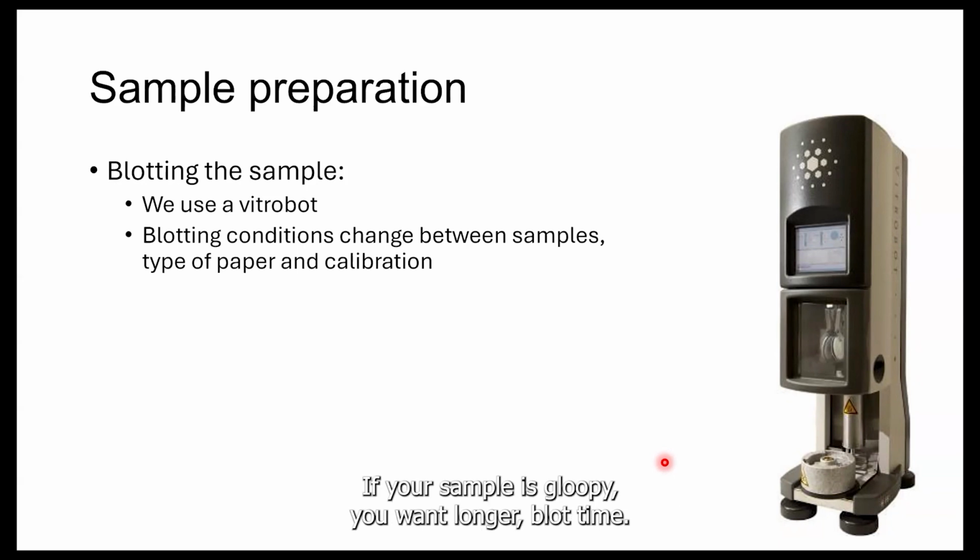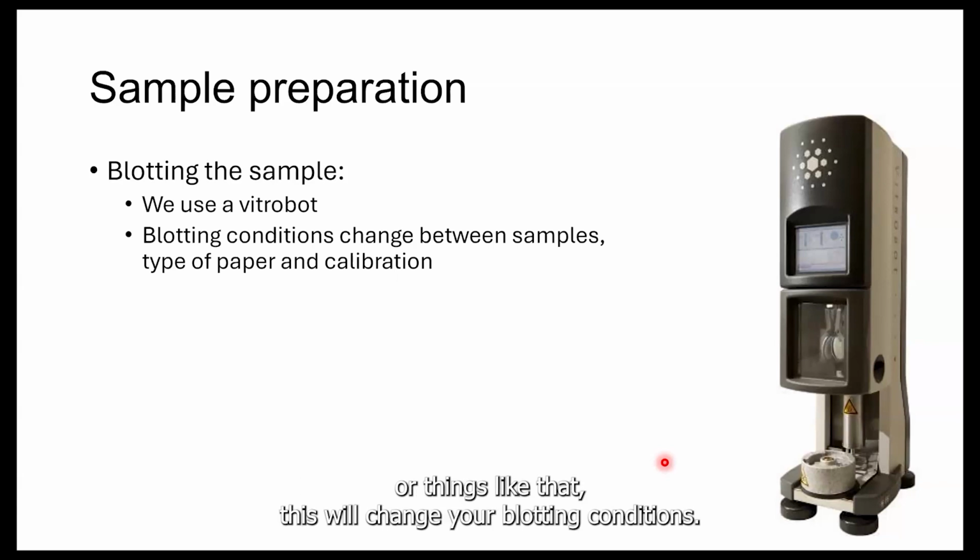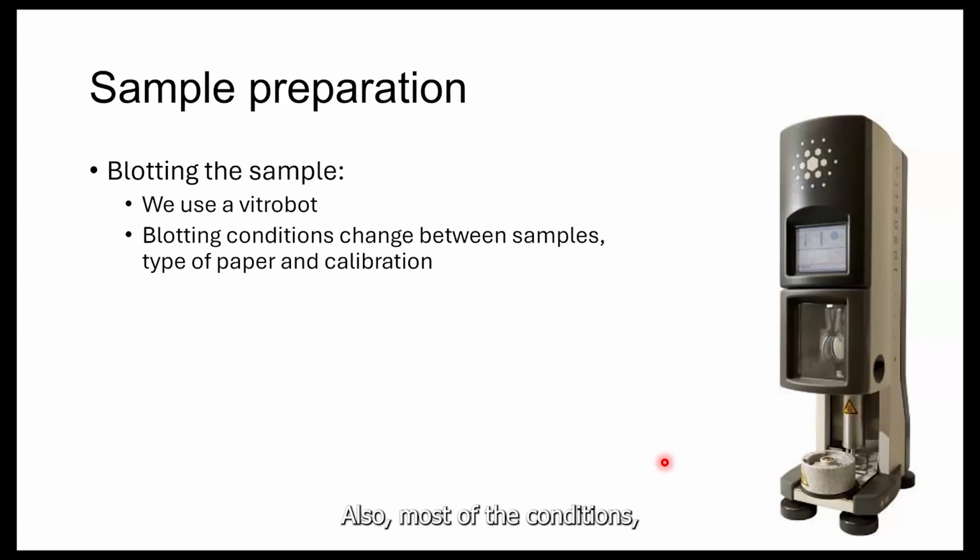If your sample is gloopy, you want a longer blot time. Maybe you want to blot twice. If your sample is very prone to evaporate, you maybe want to use less wait time or none at all, just apply and blot. If you're using different kinds of paper, like ash-free paper or things like that, this will change your blotting conditions. Also, most of the conditions in your Vitrobot depend on how the engineer calibrated it.